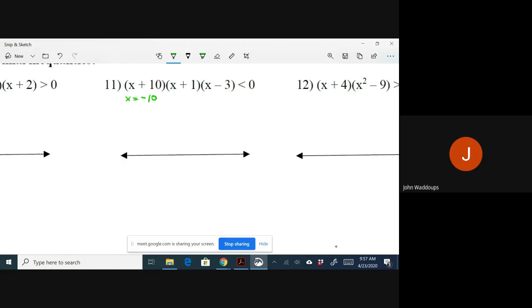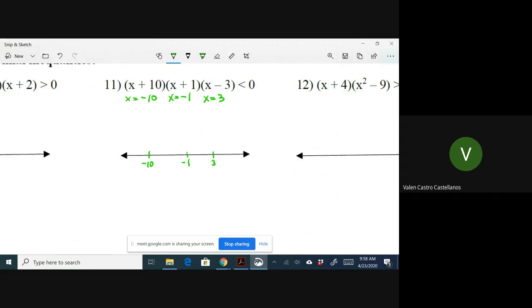How about x plus 1? X equals -1. Exactly. And x minus 3? X equal to 3. Very good. So now we've got 3 numbers. We're going to go and graph them. So -10, -1, and 3.